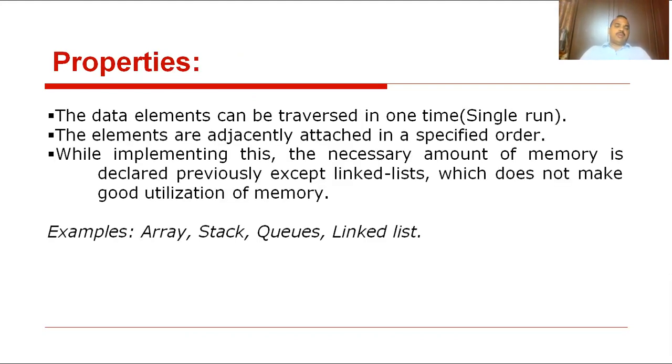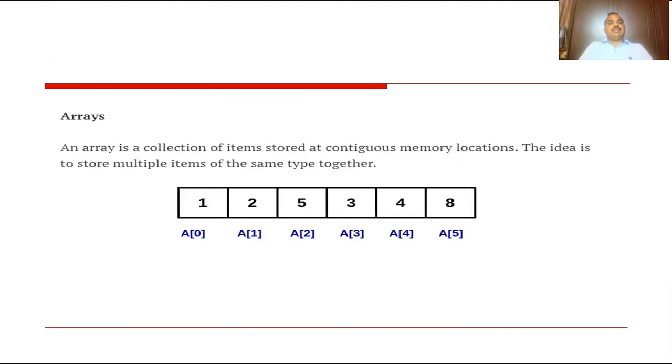Then these are the properties. Arrays, stacks, queues, and linked lists are the linear data structures. Already we discussed in the previous classes. The next one is arrays. This is an example of a linear data structure. We know what an array is and how to represent an array. How to access, how to remove, and the operations on arrays, we will discuss later.